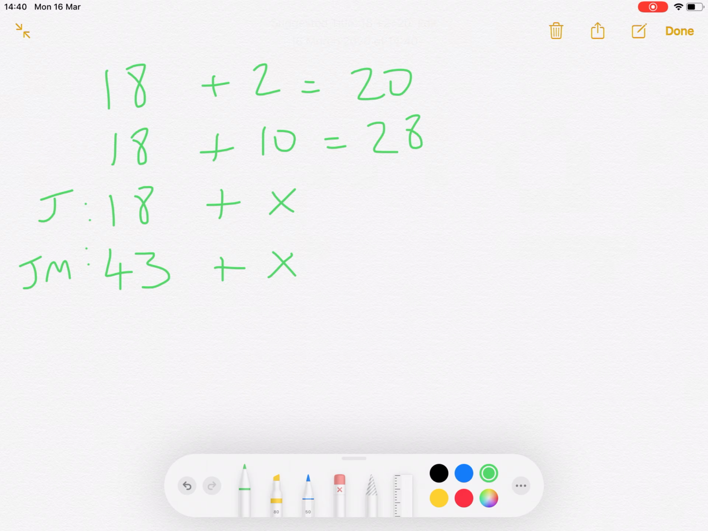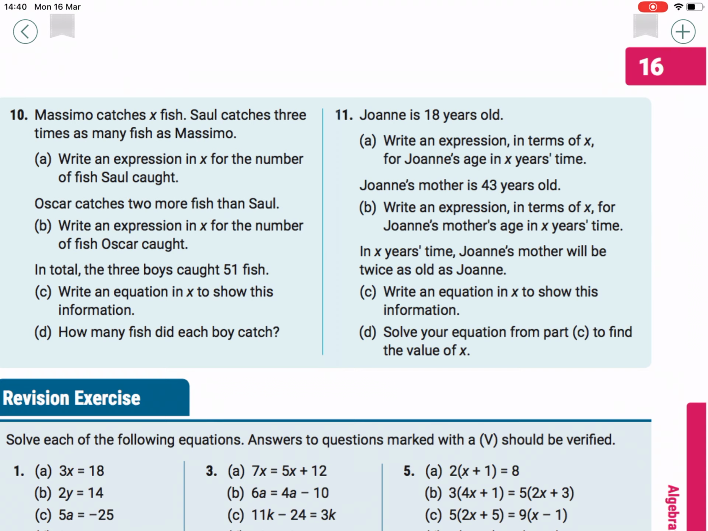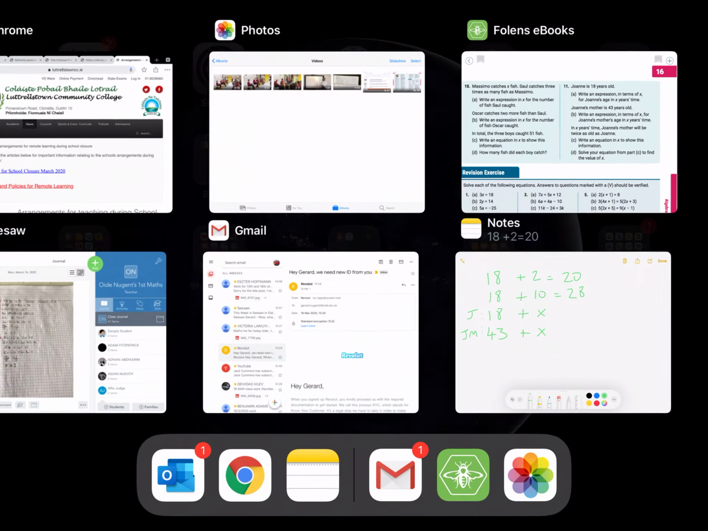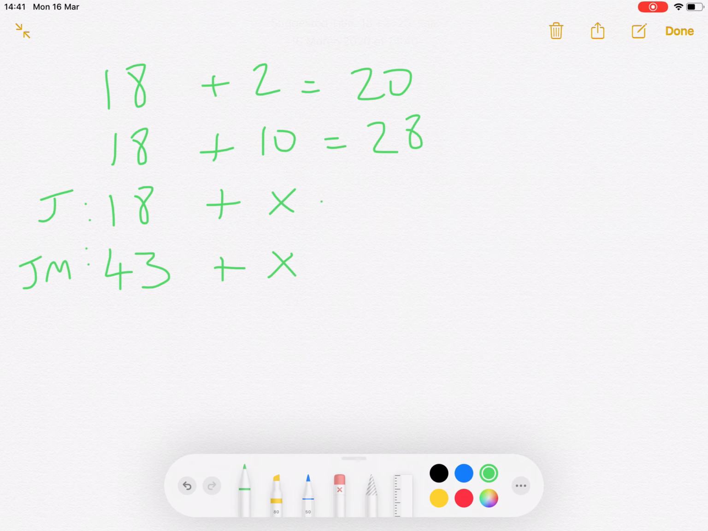The question then says, write an equation in X to show this information. We've done that. Oh no, sorry, here. In X years time, Joanne's mother will be twice as old as Joanne. So in X years time, when Joanne is this old and when her mother is this old, Joanne's mother will be twice as old as Joanne.